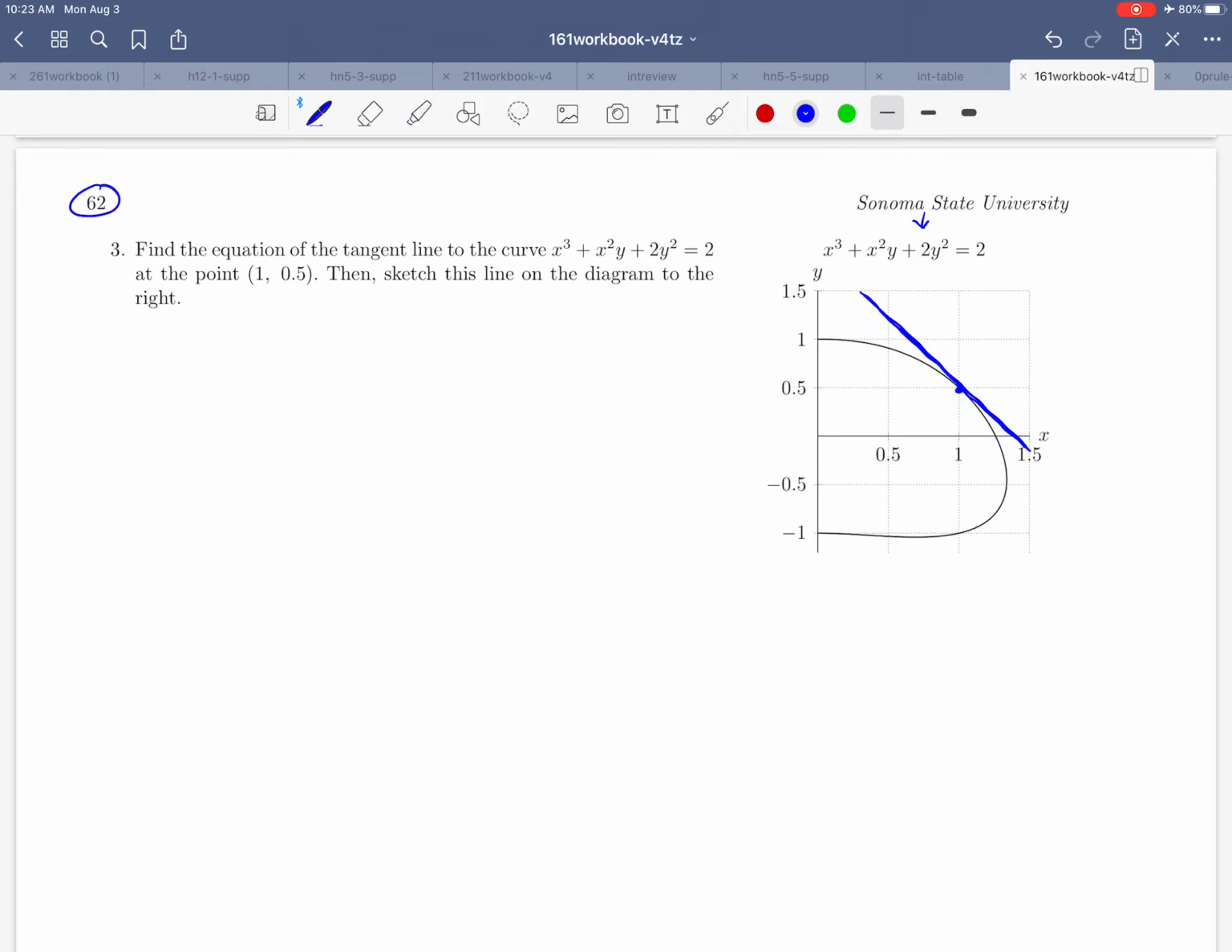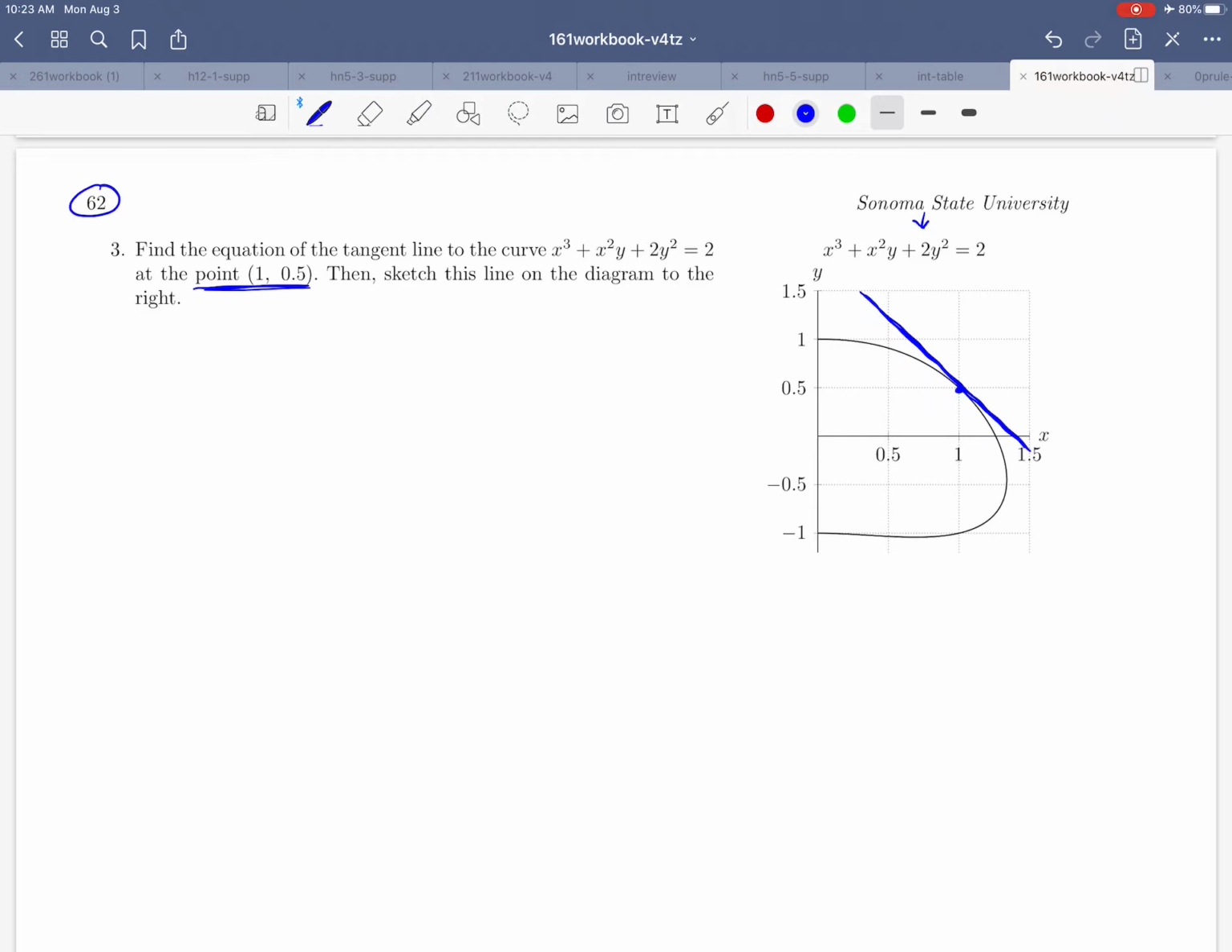To do this, let's remind ourselves of the pieces of information that we need to find the equation of any line. One thing that we need is the slope of the line, and another thing that we need is a point that's on the line. Notice that they give us a point directly in the problem, (1, 0.5), so that's given to us. What we do need to do is find the slope of the tangent line, and to do that, we need the derivative of our curve here.